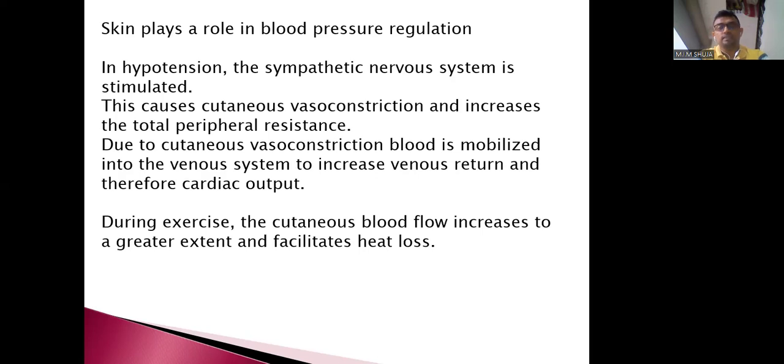Skin plays a major role in blood pressure regulation. So, in hypertension, the sympathetic system is activated due to reduction of the blood pressure. This causes cutaneous vasoconstriction and increase in the total circulation. So, it causes shift of the cutaneous blood to the central circulation, so the venous return increases. This increases the cardiac output, and the blood pressure goes up.